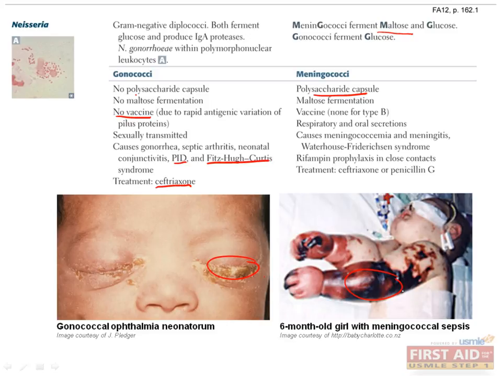Fulminant meningococcemia can result in septic shock and bilateral hemorrhagic adrenal gland destruction, known as Waterhouse-Friderichsen syndrome. Destruction of adrenal glands leads to hypotension, hypocortisolism, hyponatremia, and hyperkalemia. Meningitis can be treated with a third-generation cephalosporin, such as ceftriaxone, and rifampin should be given as prophylaxis to close contacts of an infected individual.